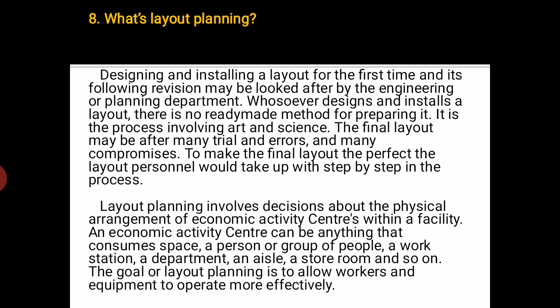That means the arrangement of equipment and machineries is there, or it may be a different department, it may even be that a whole separate section is running, or an easel, that means a passage is there, or it may be a storeroom. It can be anything out of this that can be considered as an economic activity center. Now where you want to locate it or how you want to design this, all things within the facility, that means within the plant or factory, that is what is known as layout planning. The ultimate goal of layout planning is to allow workers and equipment to operate more effectively.